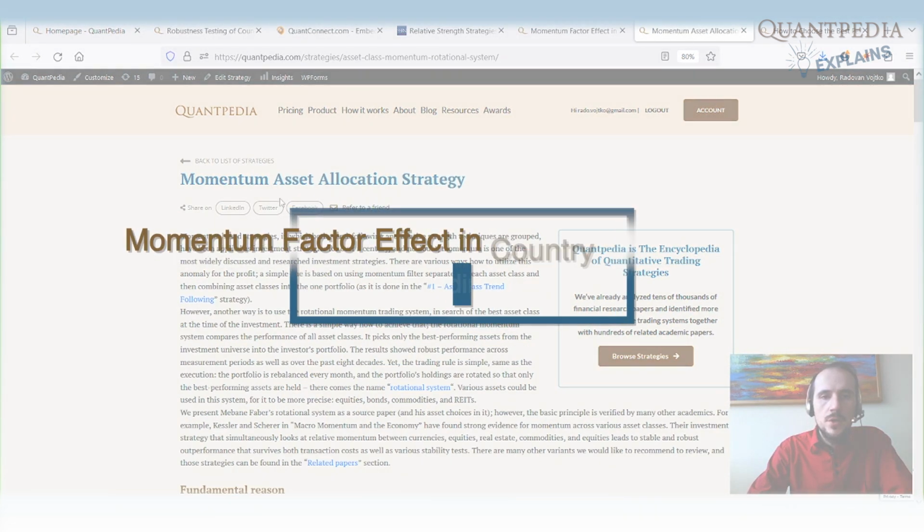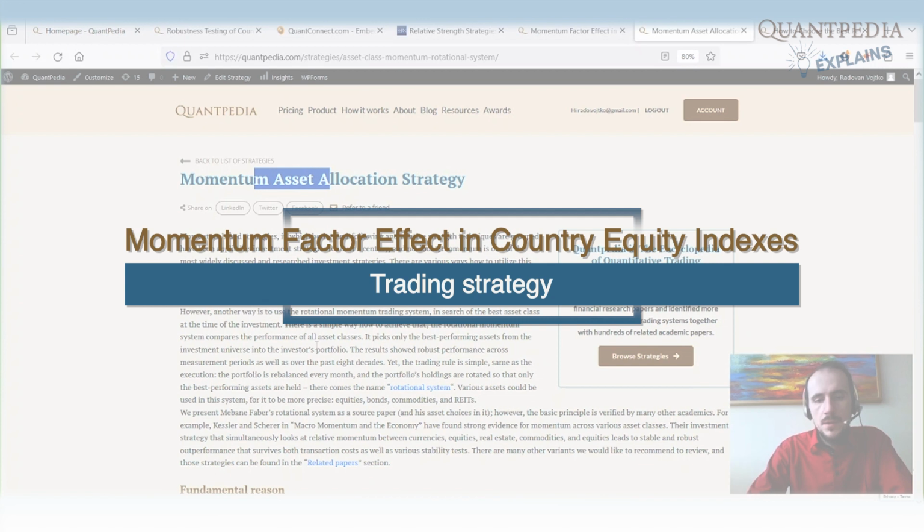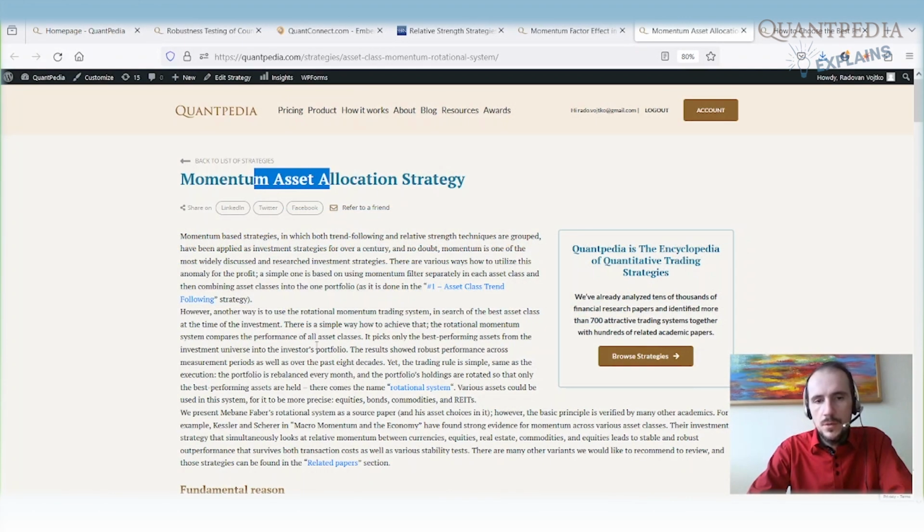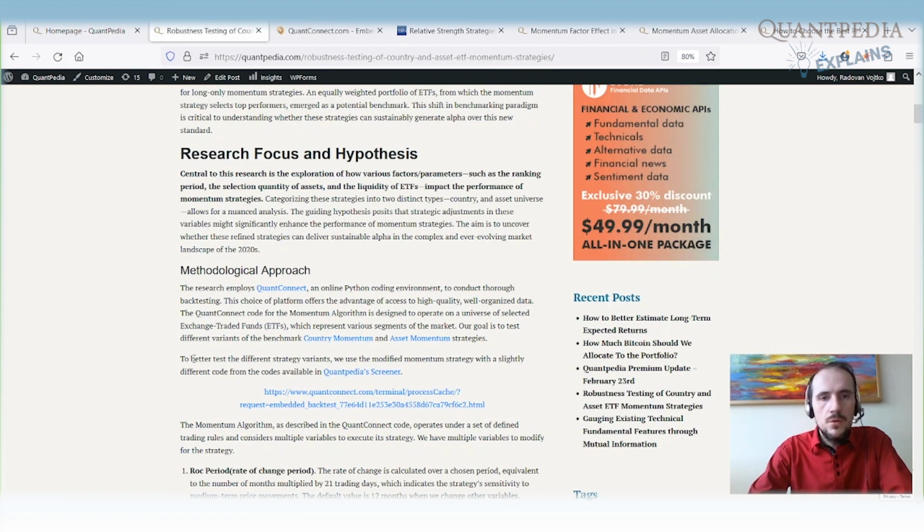And in momentum asset allocation strategy in assets, once again you have a pool of ETFs, but in this case they are not countries, but different asset classes like commodities, bonds, equities, gold, etc. And once again you are trying to pick those ETFs that performed the best in the past based on the momentum measure, and you hope that those ETFs will outperform in the short future. So those are the two basic strategies on which we will run our robustness testing.